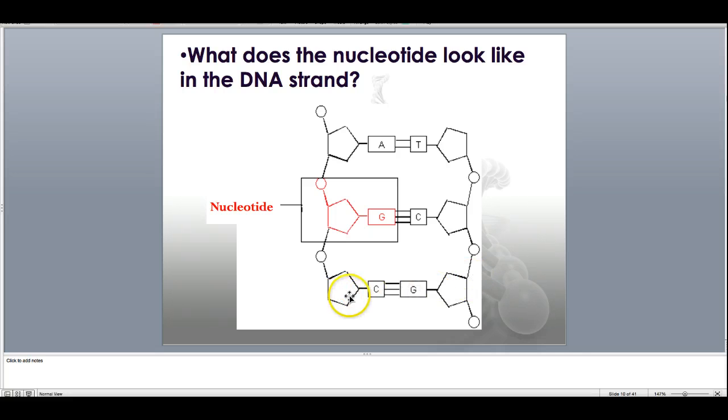And then the rungs of that ladder are the nitrogenous bases, and those are held together in DNA with hydrogen bonds, okay? And the only reason why that's important is because hydrogen bonds can be very easily broken, so when we talk about replication, that actually plays a pretty significant role.